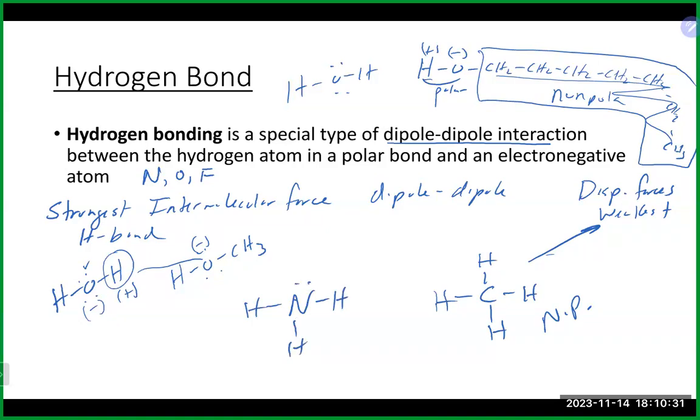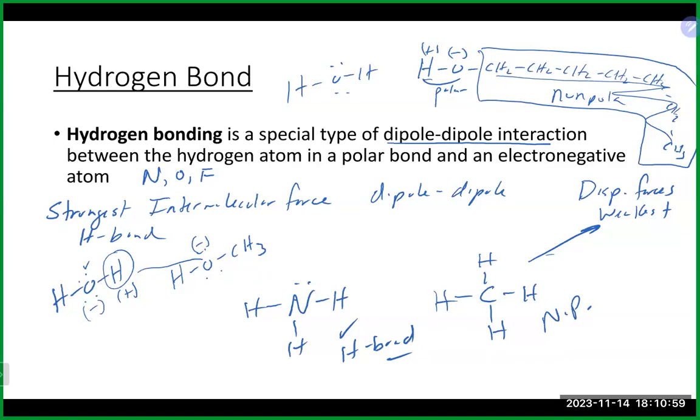can ammonia hydrogen bond? Ammonia can hydrogen bond. It has a hydrogen that's directly attached to a nitrogen. It's also a polar molecule, right? Ammonia has an unsymmetrical geometry. So this molecule could hydrogen bond as well. Hydrogen bonding is the strongest that you could have, with dipole pretty close, and then the weakest interaction is our dispersion forces.